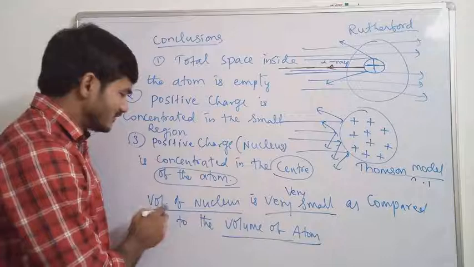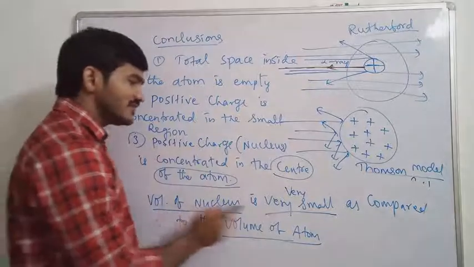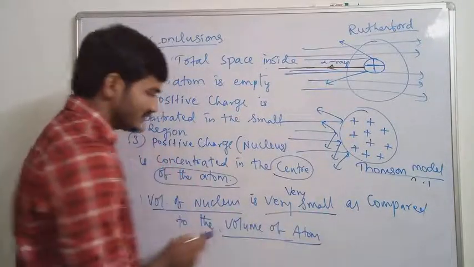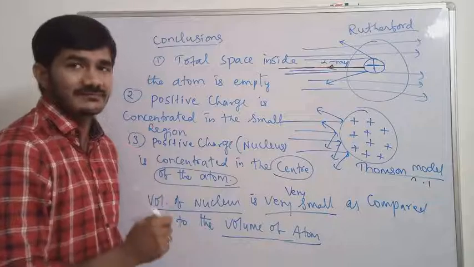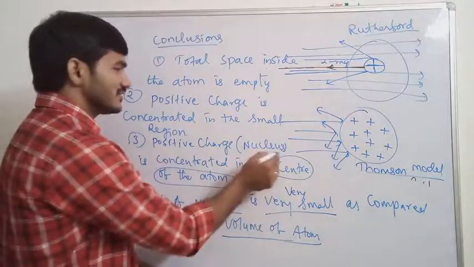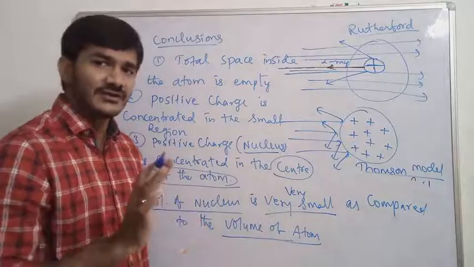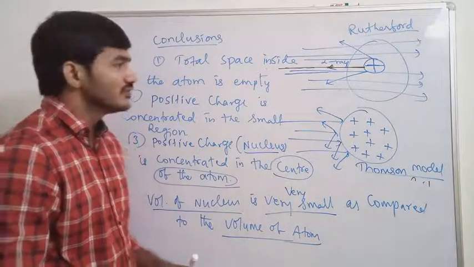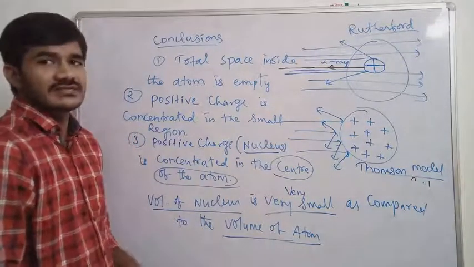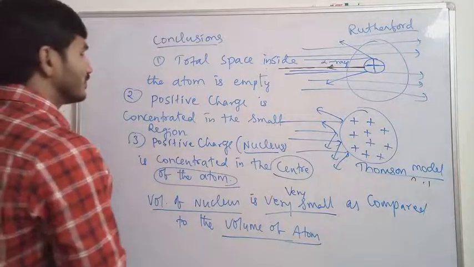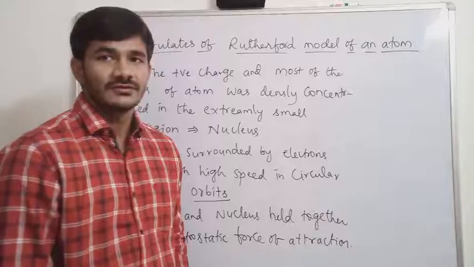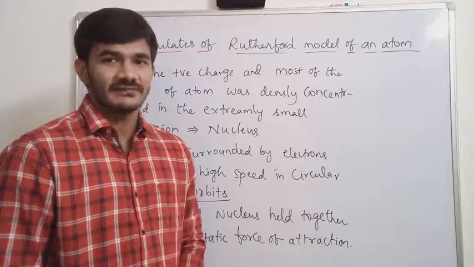He further noticed that the volume of the nucleus is very, very small compared to the volume of the atom. And remember that the nucleus is not only positive charge, it consists of protons and neutrons together. So these were the main conclusions given by the Rutherford model. Let us see the postulates of the Rutherford model.